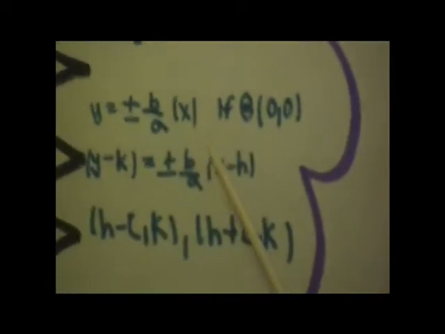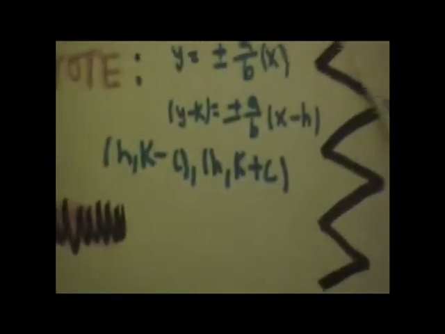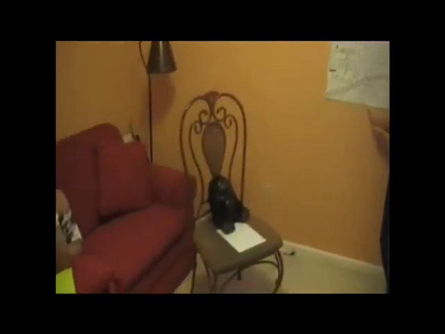As you can see, for the asymptote, you have y equals plus or minus a over b times x for the vertical, and y equals plus or minus b over a times x for the horizontal, if and only if the center is at 0, 0. But if not, then y minus k equals plus or minus a over b times x minus h for the vertical, and for the horizontal you have y minus k equals plus or minus b over a times x minus h.